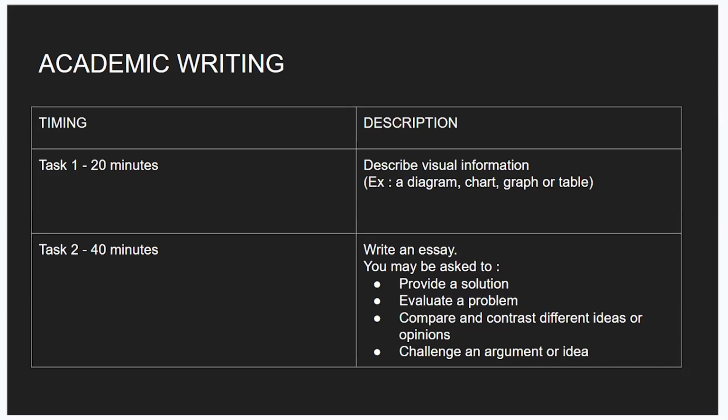Academic writing. Let us look into its timing and description. For academic writing, there are two tasks. Task 1 generally takes 20 minutes and it may be about describing visual information such as a given diagram, chart, graph, or table. And task 2 takes about 40 minutes. It may generally be about writing an essay.